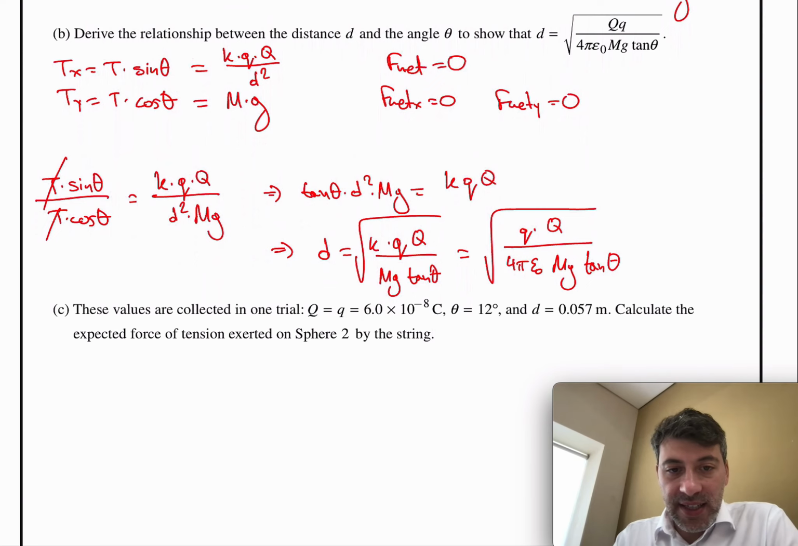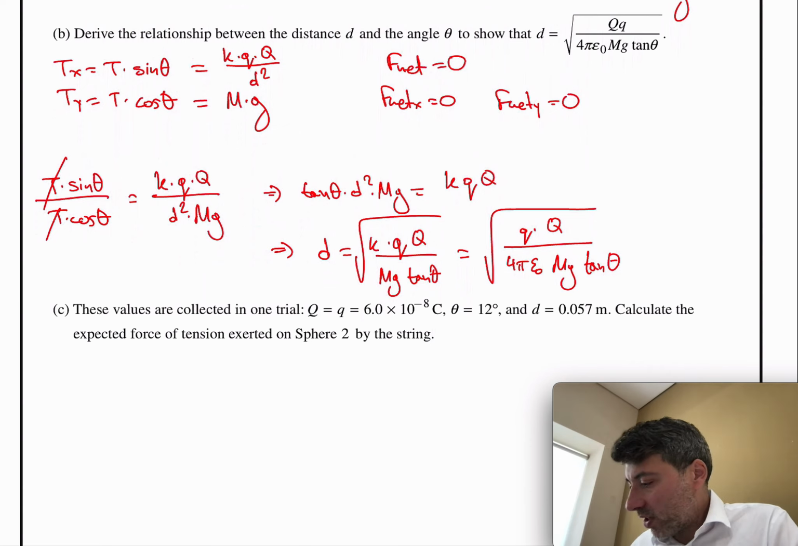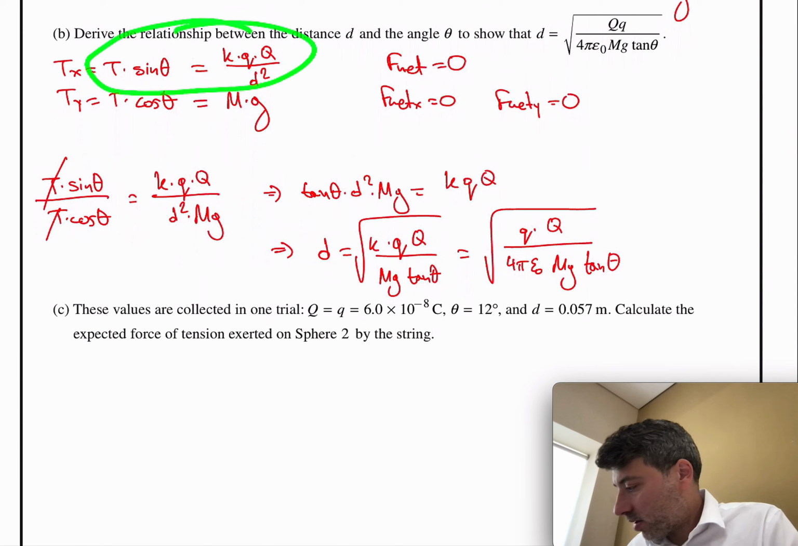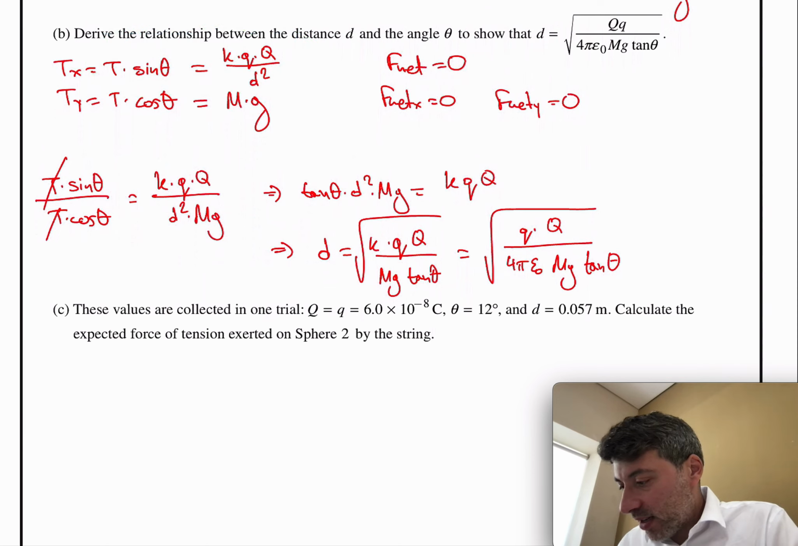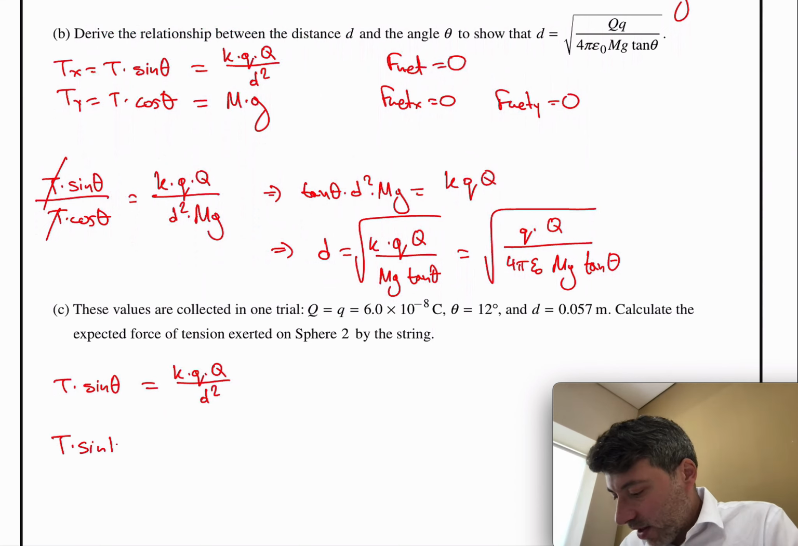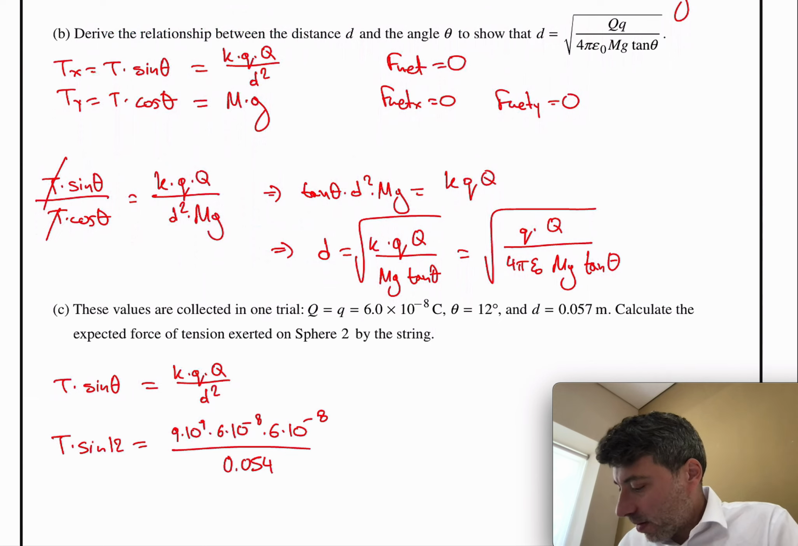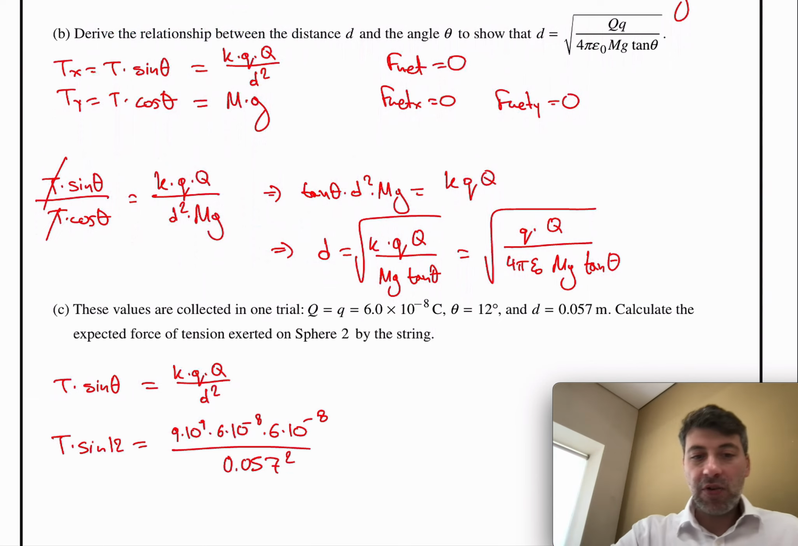And after this, we need to find the expected value of the tension if we know the charge, the angle, and the distance. So we'll work with this rule. We will bring it back, and we will say that the tension is unknown. Tension times sine of 12 is equal to 9 times 10 to the power of 9, q, which is 6 times 10 to the power of negative 8, and again 6 times 10 to the power of negative 8 for the capital Q, divided by the distance to the power of 2, which is 0.057 squared.